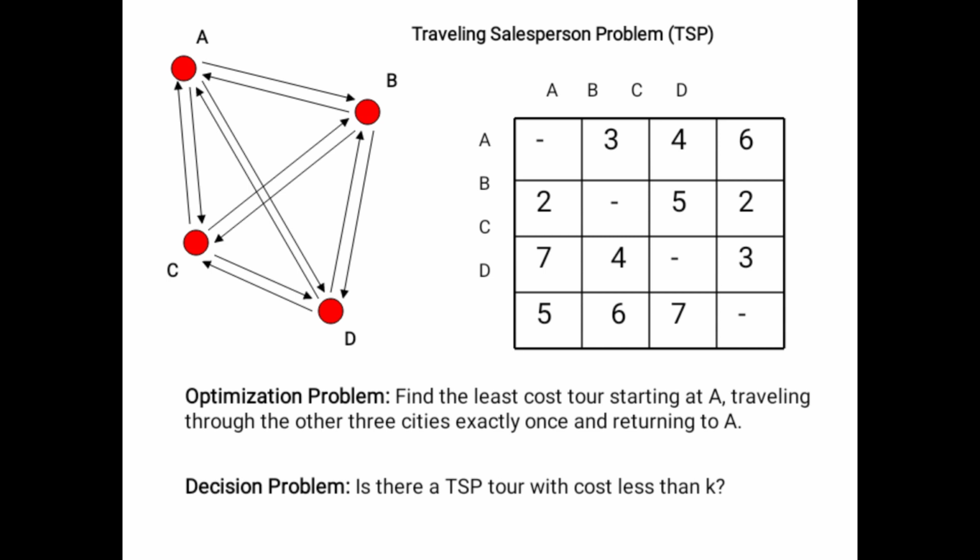Here the problem is an optimization problem: to find the least cost tour starting from A, traveling through the other three cities exactly once and returning to A. And this can be solved using dynamic programming. Dynamic programming is nothing but solving the problem using a series of decisions. The decision is: is there a traveling salesperson tour with cost less than k? This is the dynamic programming approach here.